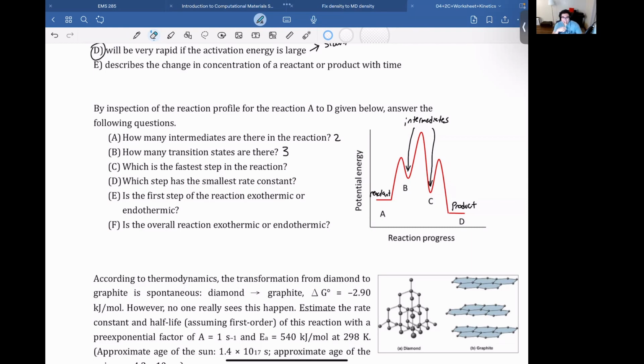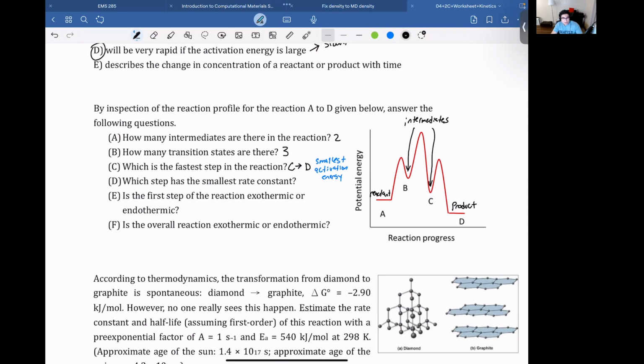Which is the fastest step in this reaction? So this one you have to look at which one has the smallest activation energy, which ends up being C to D. Smallest activation energy. That's it. So a smaller activation energy is a faster step.